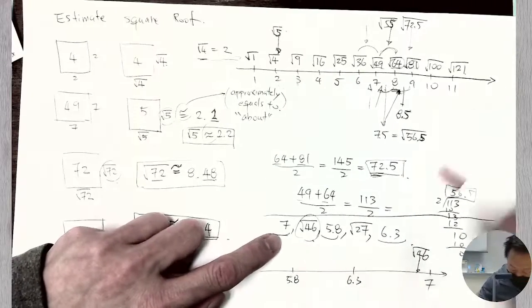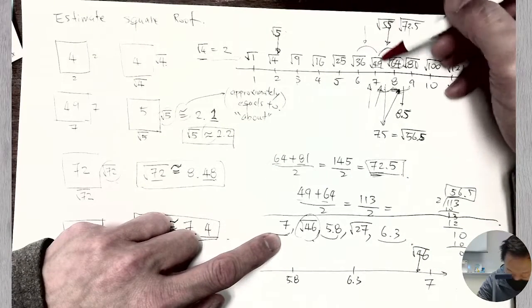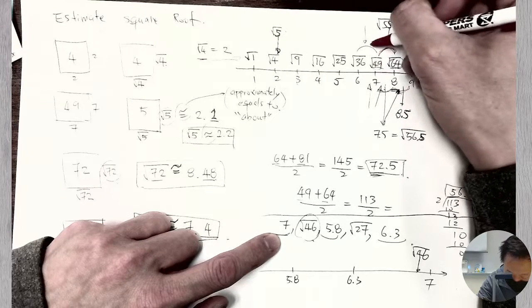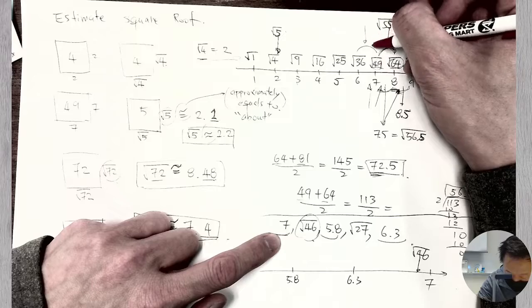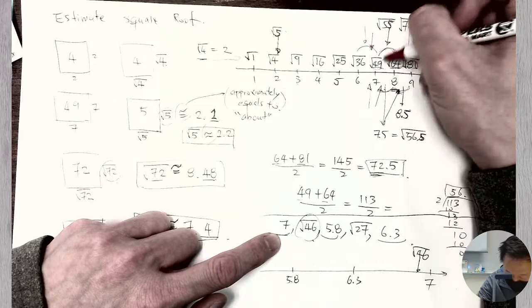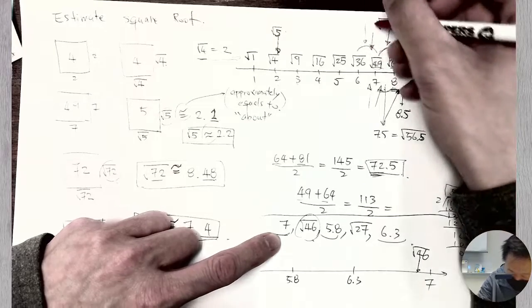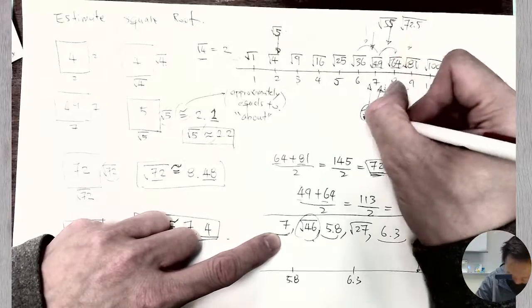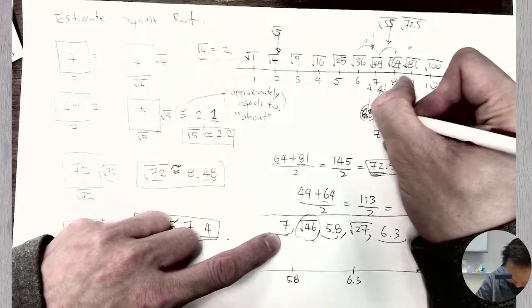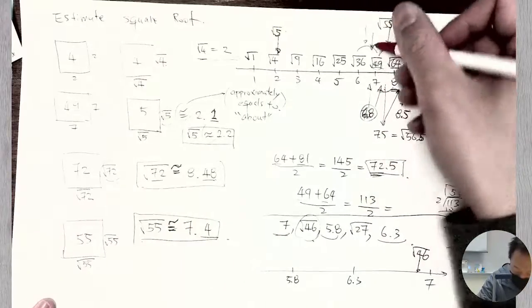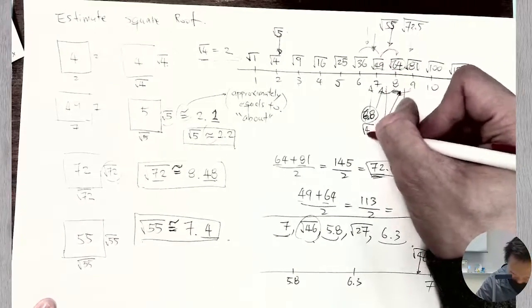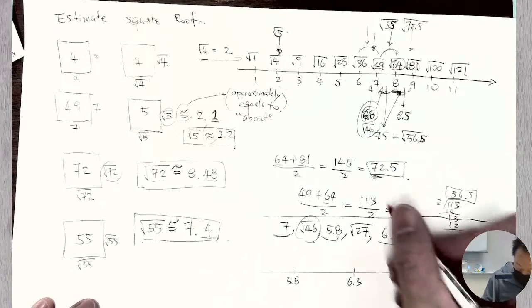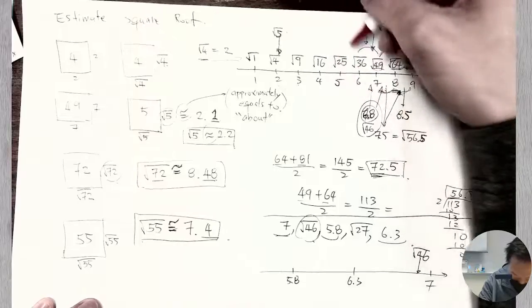Let's double check that. 46 is less than 49 for sure, and it's leaning towards 7, so a little bit less than 7. Could be, I don't know, 7.8. Sorry, 6.8. There we go. So it could be square root 46 somewhere there. Square root of 27 though, let's take a look.